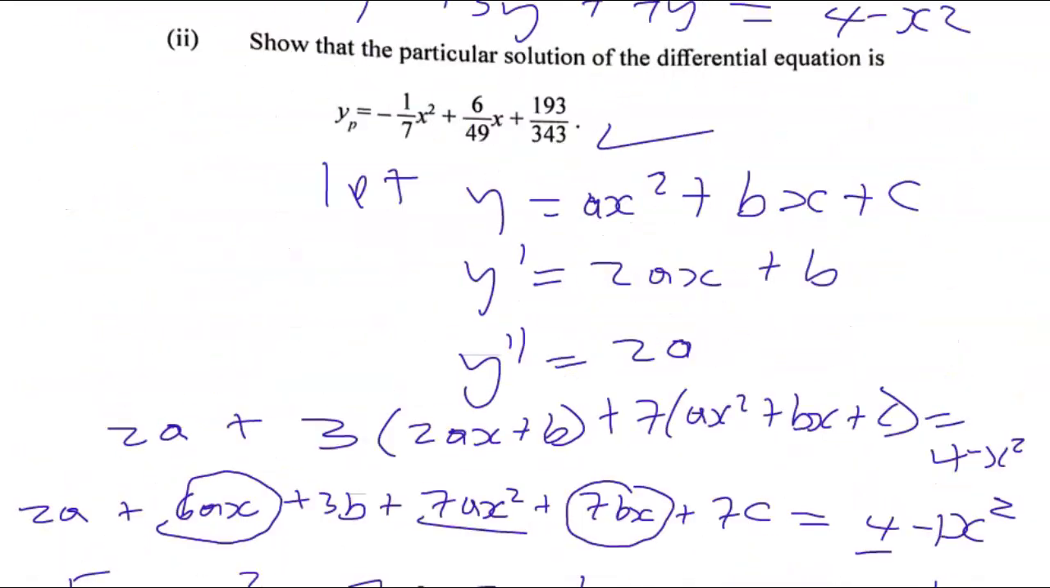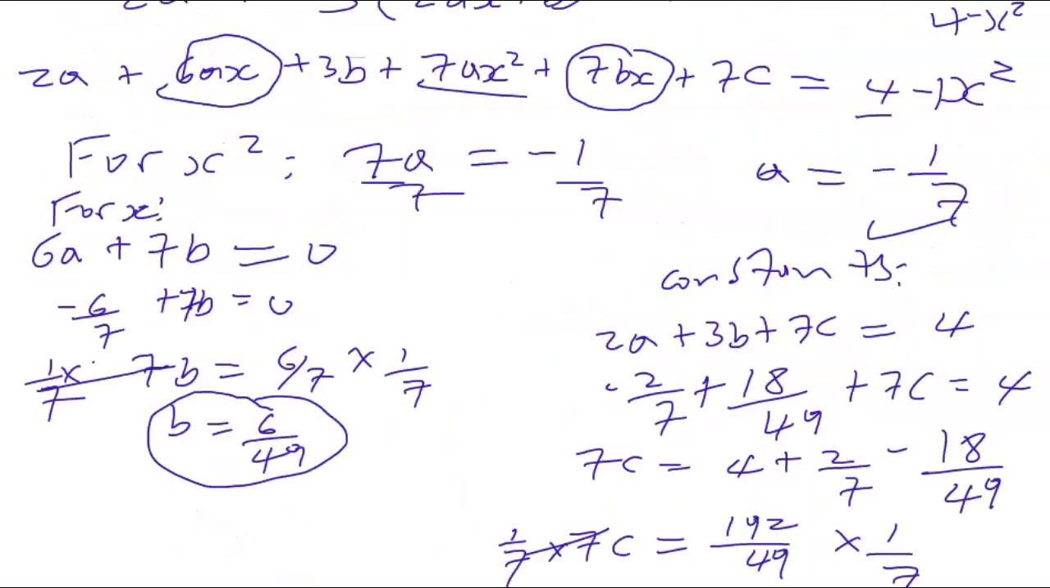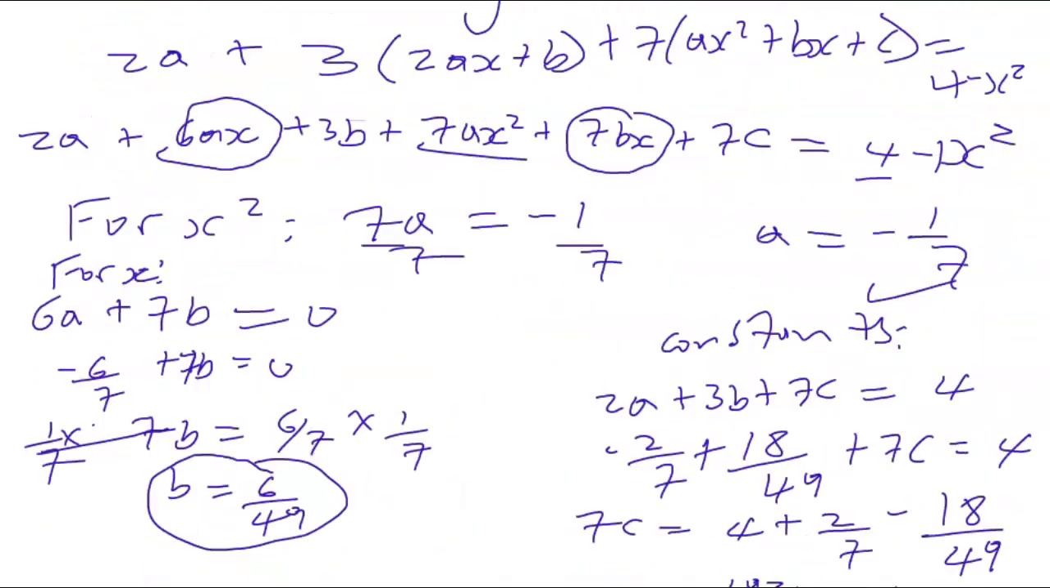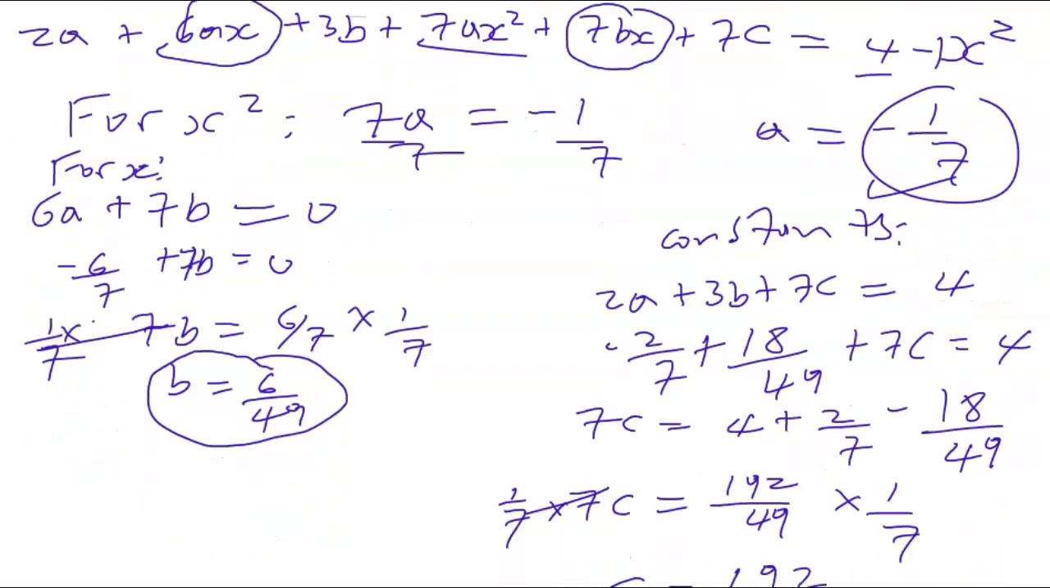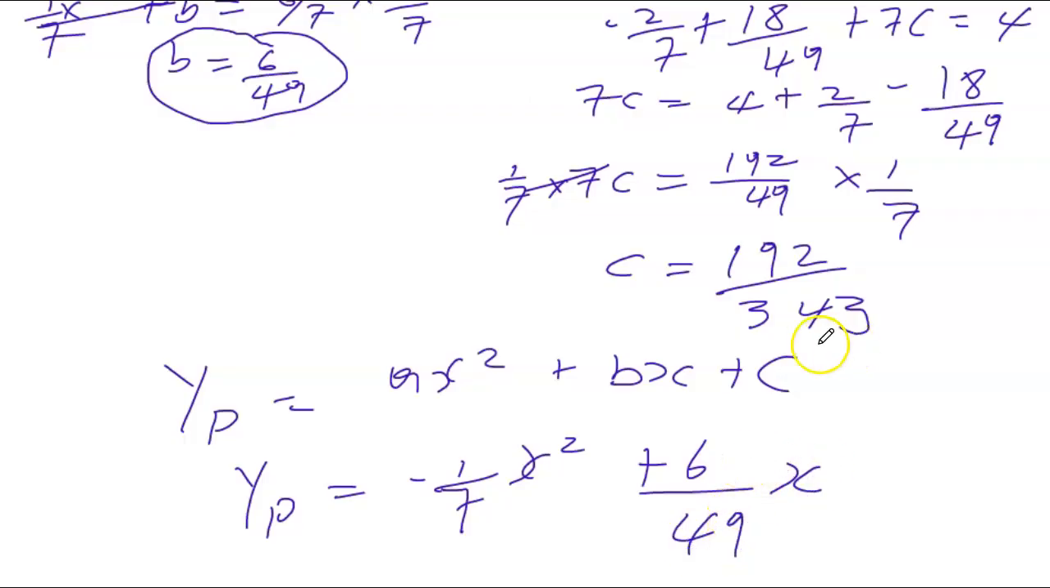Alright, so we have values for a, b, and c. So it means therefore that y, the particular solution, we just found it. Remember, we said y was ax squared plus bx plus c. Let's put in the values now. For a we have negative 1 over 7, so negative 1/7 x squared. For b we have 6 over 49, so plus 6 over 49 x. And for c we have 192 over 343.